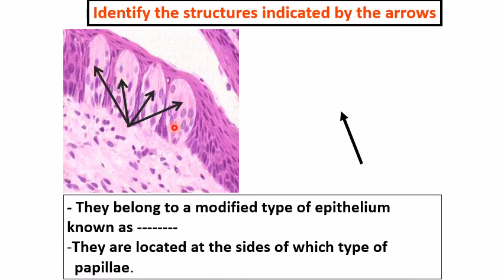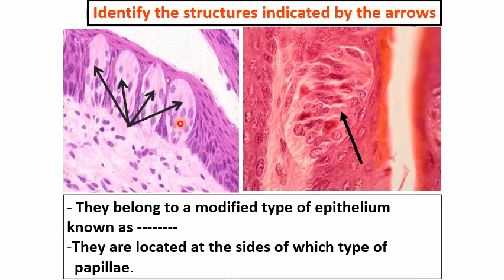What is this, dear students? Identify the structure indicated by the arrow. They are taste buds. What epithelium do they belong to? Neuroepithelium. They are present on the sides of the papilla foliata, appearing between the folds. This is part of the papilla foliata. It is formed of furrows and ridges.